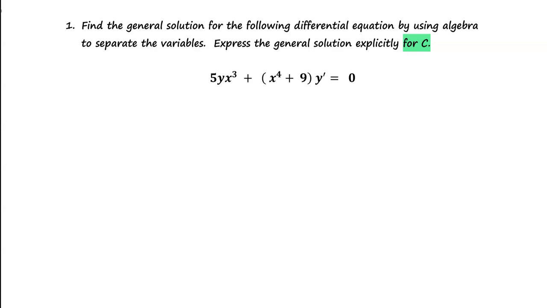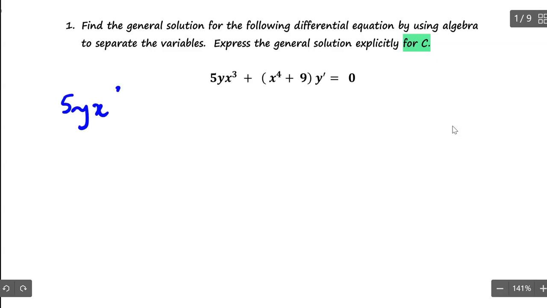Hello everyone. In this video, we will solve this differential equation using separation of variables. This is a first order differential equation because we are working with y prime, the first order derivative. So the very first step is to convert this symbol y prime to dy over dx. Okay, I will convert this to dy over dx equal to 0.